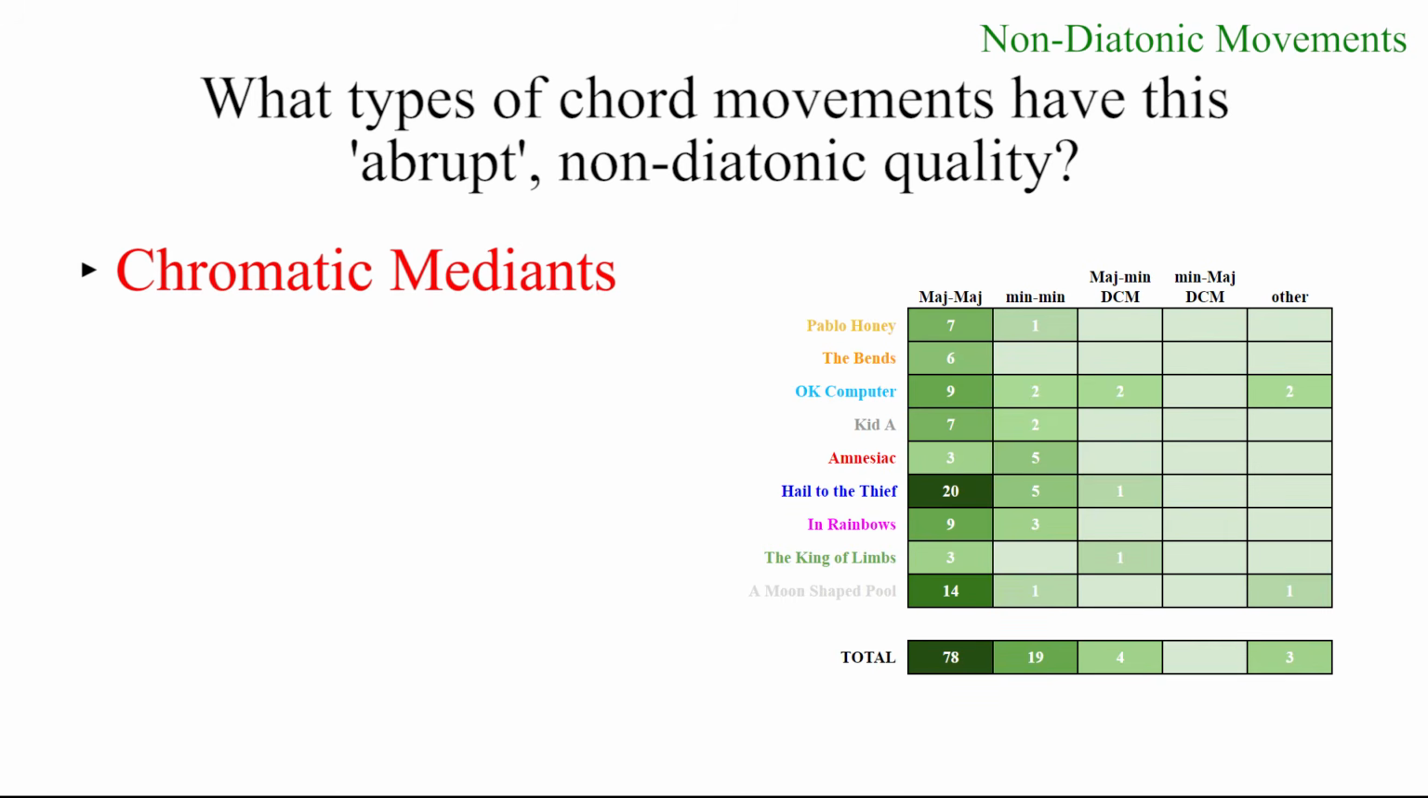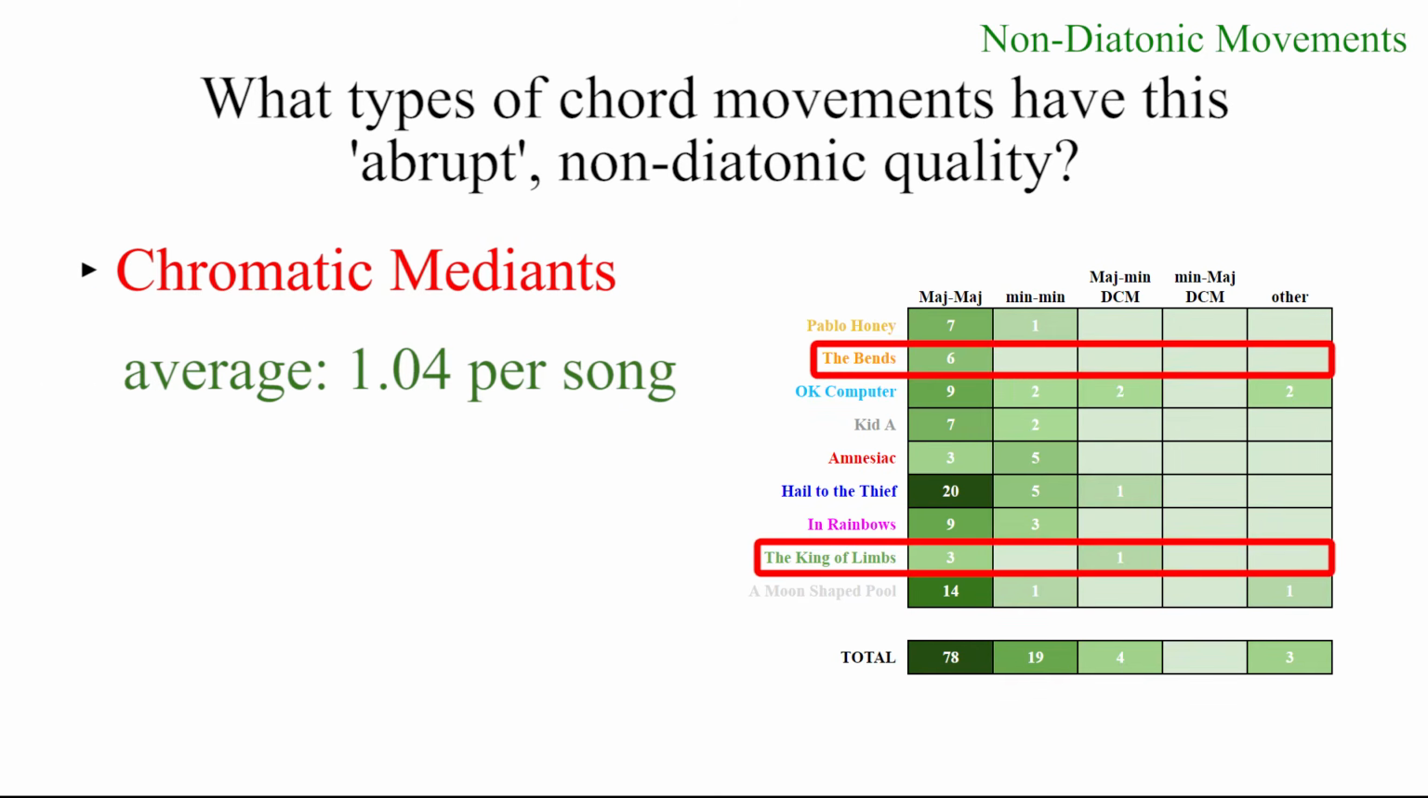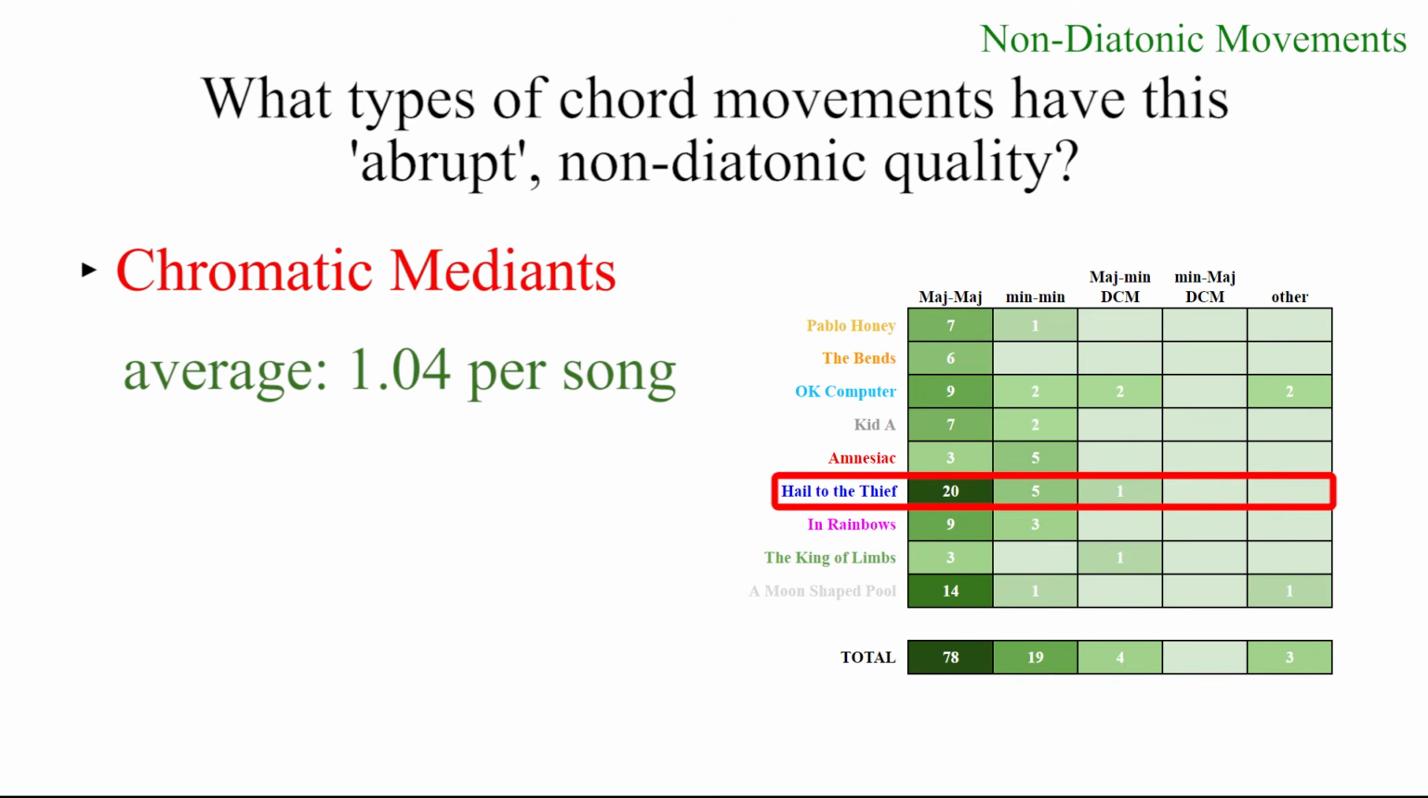Radiohead really like using chromatic mediants, having an average of 1 per song over their whole discography, which is quite high. The albums with the fewest are The Bends and King of Limbs, whereas Hail to the Thief stands out as having the most. Radiohead also vastly prefer major to major chromatic mediants over minor to minor, with only a scant few double chromatic mediants, all of them being major to minor. There is no overarching trend to these preferences, with the only album that seems to stand out being Amnesiac, whose minor to minor chromatic mediants slightly outnumber the major to major ones.